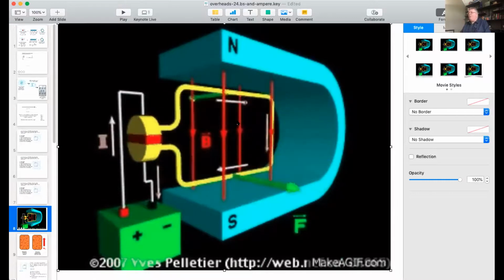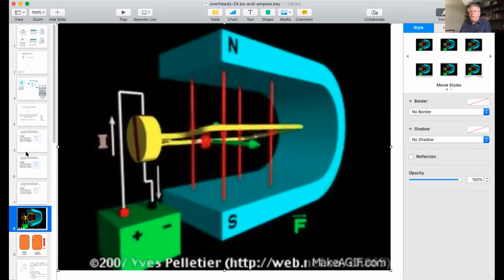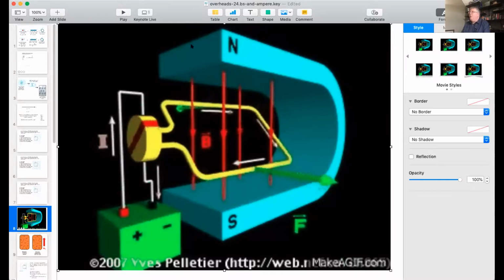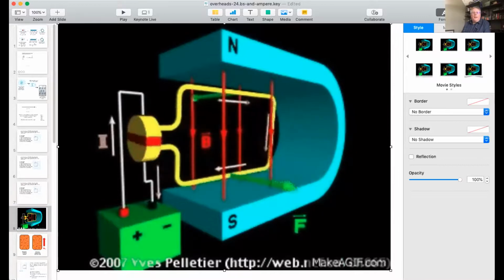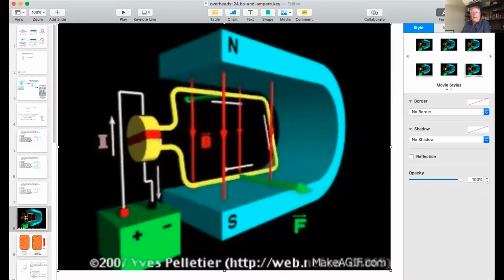Because it turns out that everything turns out to be current loops. That's actually what's going on all the way down. So, completely different way of looking at it. Both ways are valid.